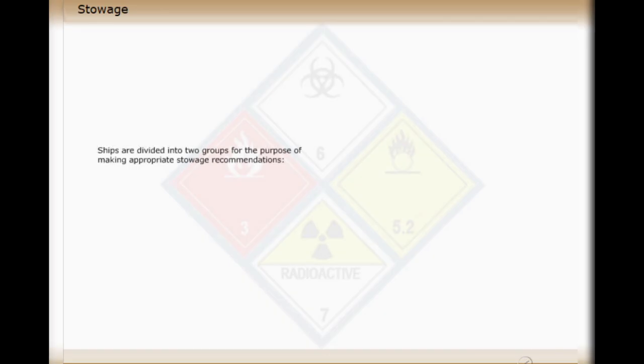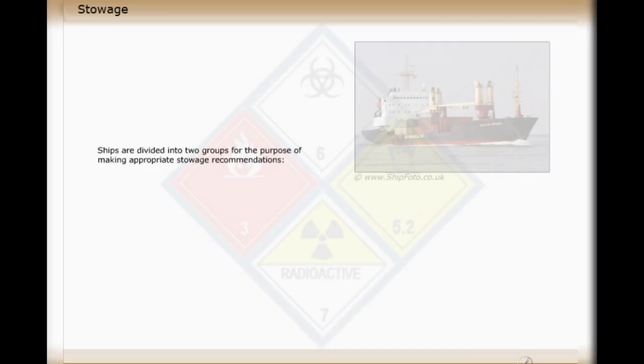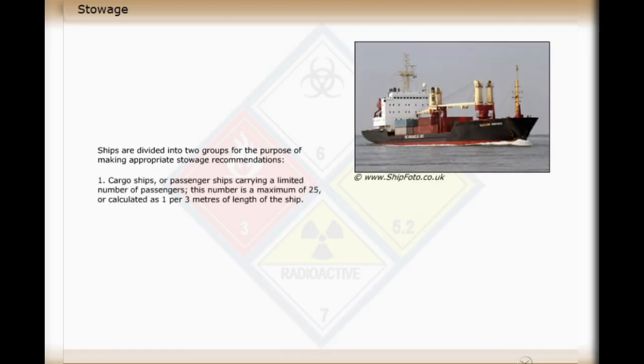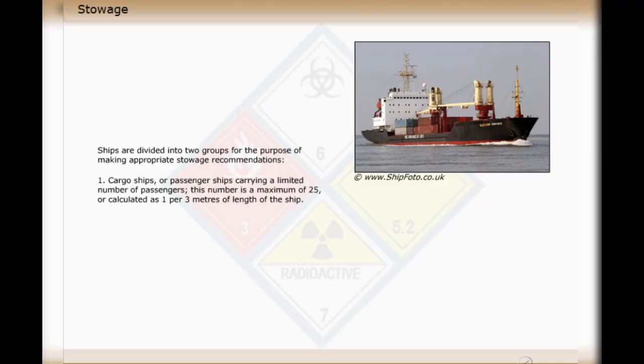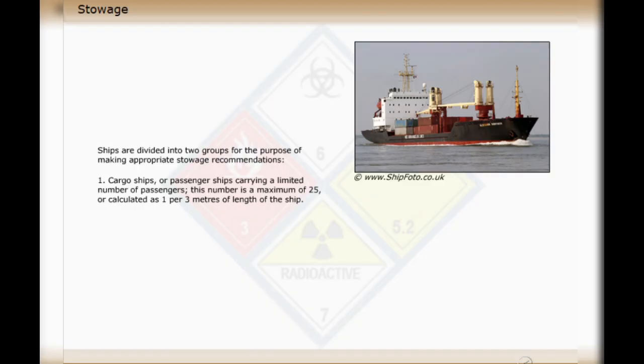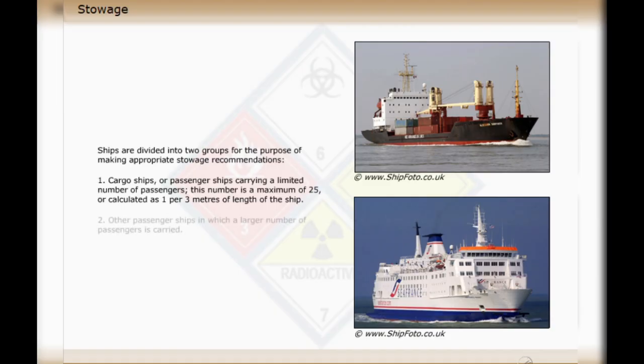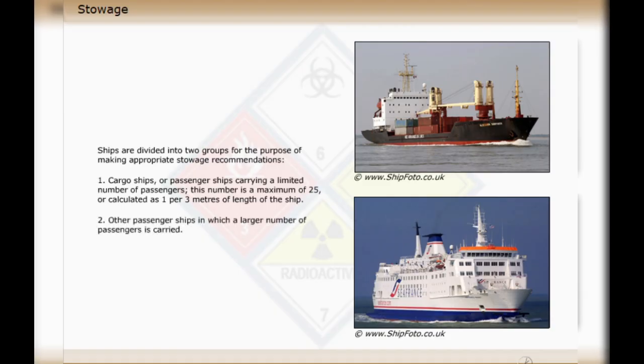Ships are divided into two groups for the purpose of making appropriate stowage recommendations. 1. Cargo ships or passenger ships carrying a limited number of passengers. This number is a maximum of 25, or calculated as 1 per 3 meters of length of the ship. 2. Other passenger ships in which a larger number of passengers is carried.